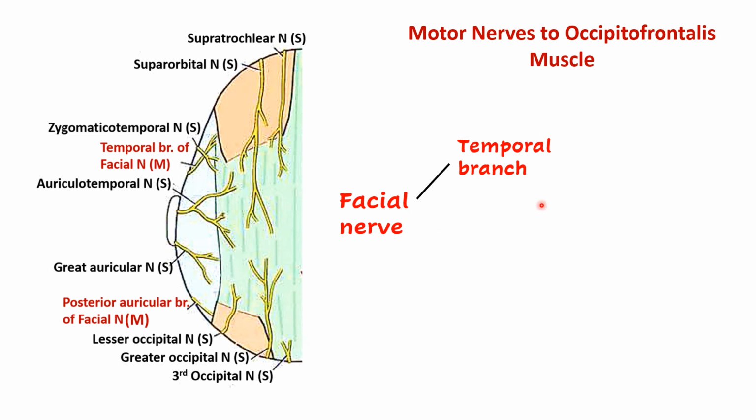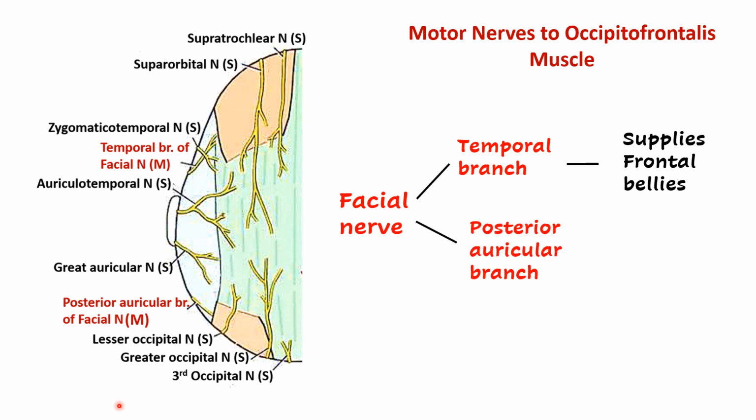The first one is the temporal branch. Just see, it is coming from temporal region. It is simple to remember. It will be coming from the side to supply the frontal belly. So the name has to be temporal branch. So this temporal branch will supply which one? It will supply the frontal bellies. Then next we have another branch. This is behind the ear. This nerve is coming from behind the ear. So the name of the branch will be posterior auricular branch, and this will supply occipital bellies.